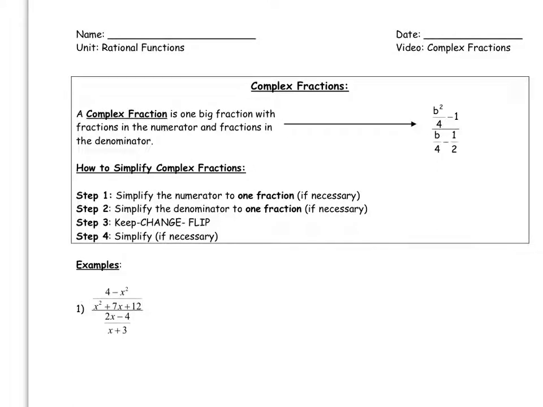Hi everyone, in today's lesson we're going to talk about complex fractions. A complex fraction is a big fraction with fractions in the numerator and fractions in the denominator. This here is the big fraction, and these are the fractions in the numerator, and these are the fractions in the denominator. So how do we take care of simplifying complex fractions?